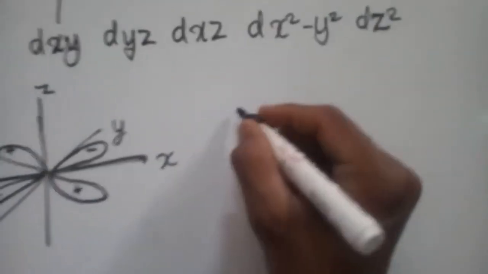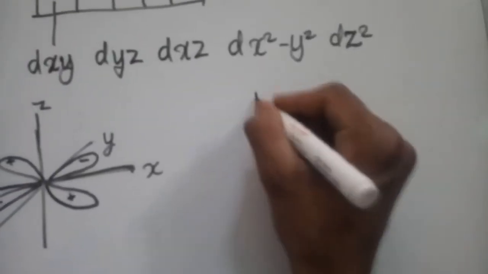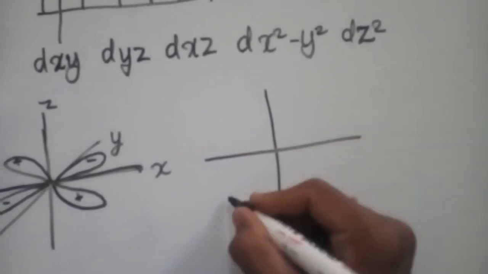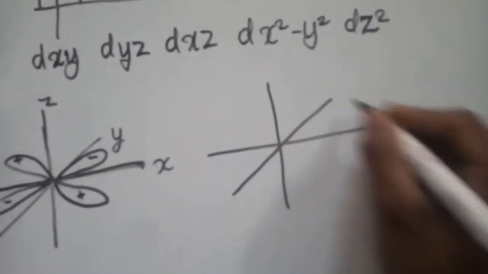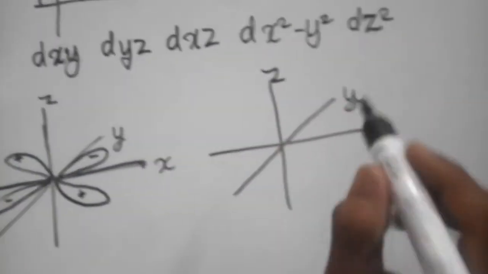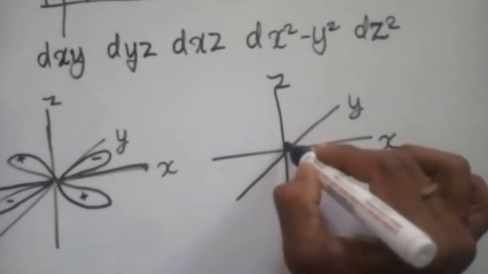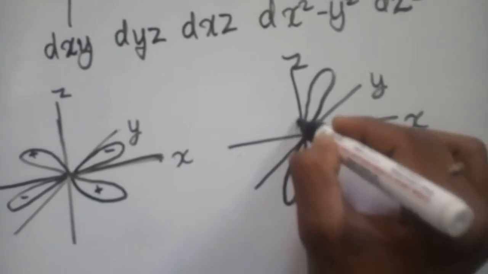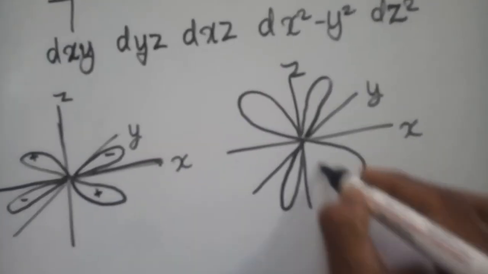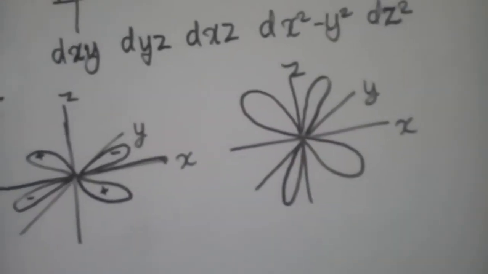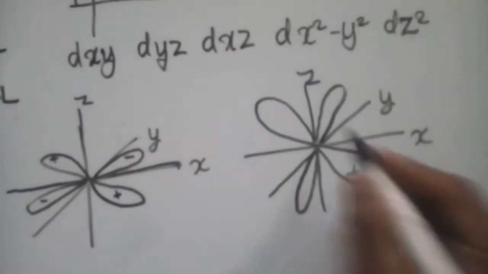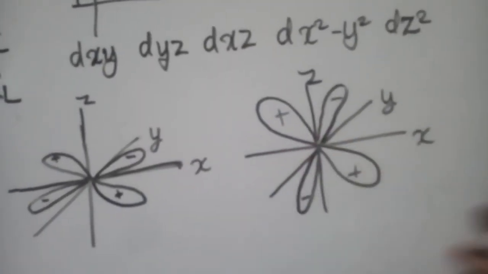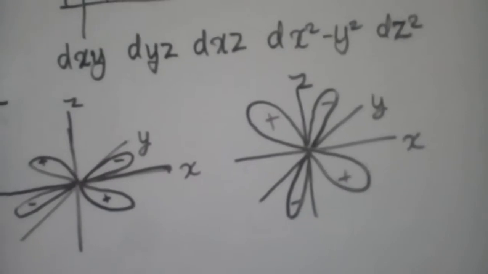Now we will see dyz. The dyz orbitals are between the y axis and the z axis. This is dyz.